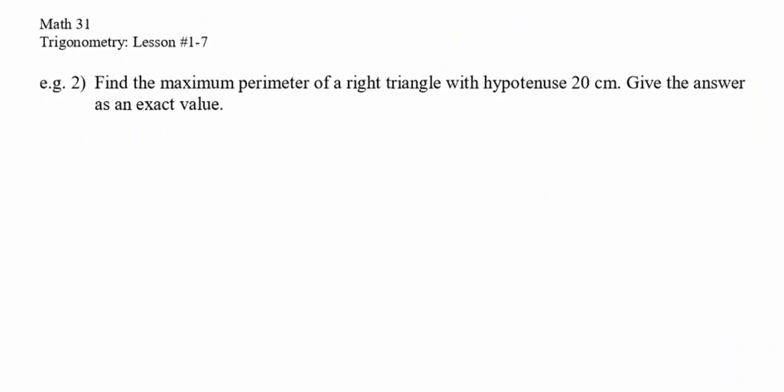Find the maximum perimeter of a right triangle with hypotenuse 20 centimeters. Give the answer as an exact value. So let's draw out a picture of a triangle.